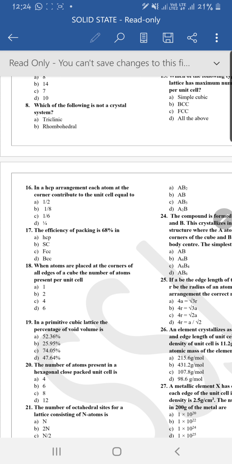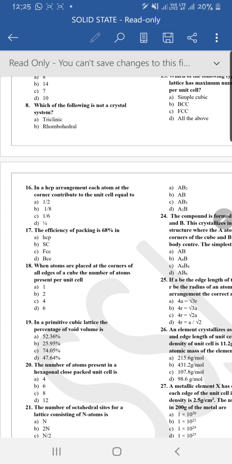Move on to the next question. In HCP arrangement, each atom at the corner contributes to the unit cell equal to, wherever it is HCP, CCP, FCC, BCC, simple cube, a corner particle always contributes 1/8 to its unit cell. The efficiency of packing 68, if you look into this value, it is very simple. The answer is BCC. 15, 16, 17 questions are very, very easy.